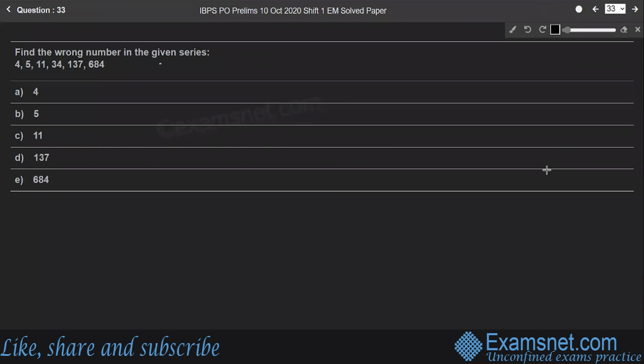Question 33. Find the wrong number in the given series. The given series has 6 numbers, in which the first number is 4 and the second number is 5. This is obtained when 4 is multiplied by 1 and 1 is added. So 4 into 1 is 4, plus 1 is 5, which is the second number.